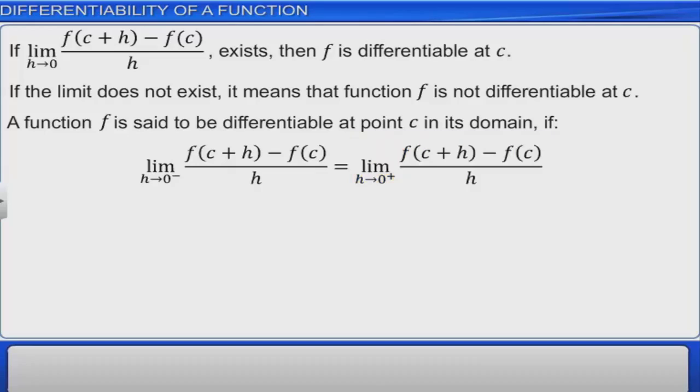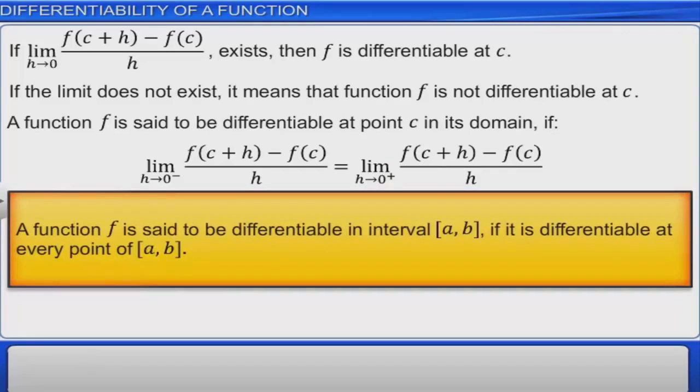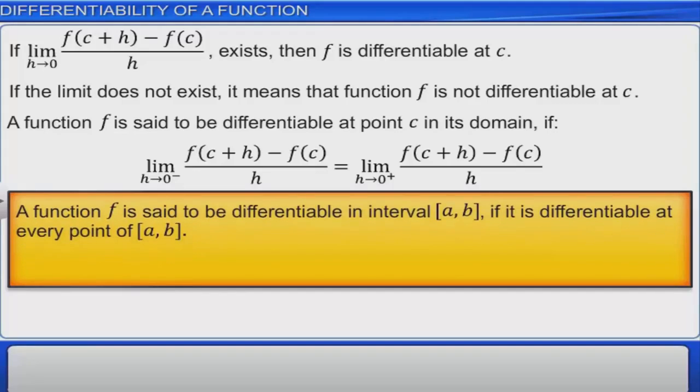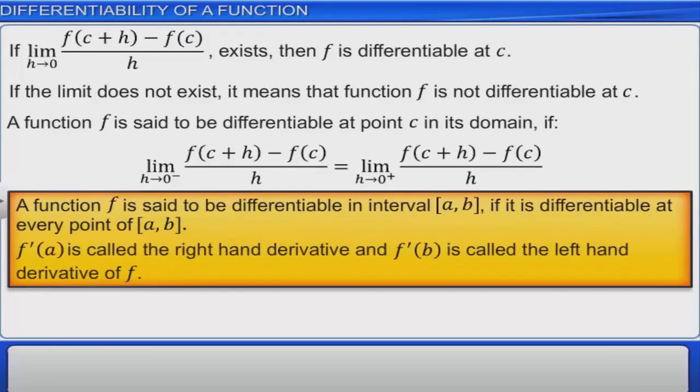A function f is said to be differentiable in closed interval a comma b if it is differentiable at every point in the interval and also at the endpoints a and b. The derivative of a function at point a is called the right-hand derivative, and the derivative at point b is called the left-hand derivative of the function. A function is said to be differentiable in open interval a comma b if it is differentiable at every point of the interval.